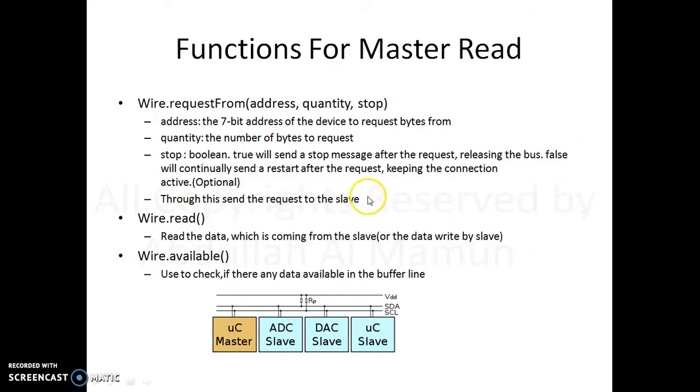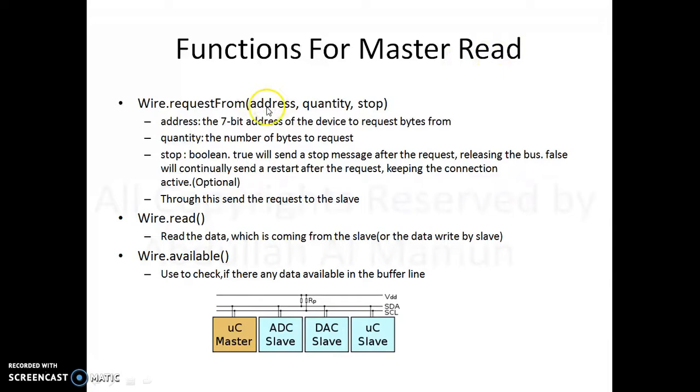These are the functions which we will use for the master to get the data from the slave. The first function is Wire.requestFrom. Using this function, the master will request data from the slave. In this function there are three parameters: address, quantity, and stop. Stop is an optional parameter. You can use it if you want, but in our tutorial we will not use it since it is optional. Address and quantity are the two main parameters. We have to use these two parameters.